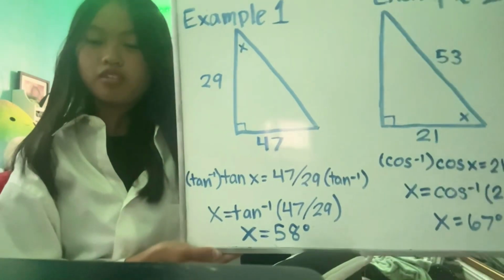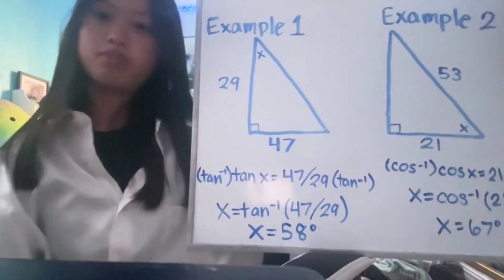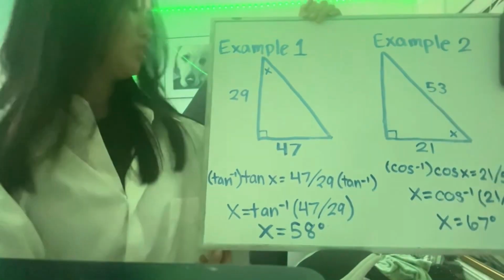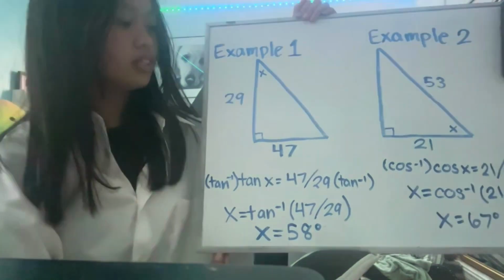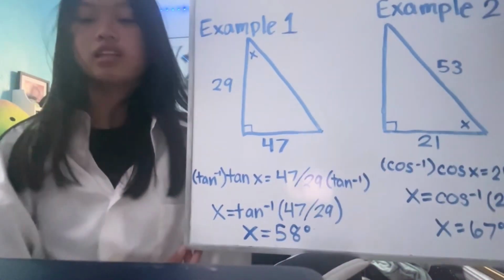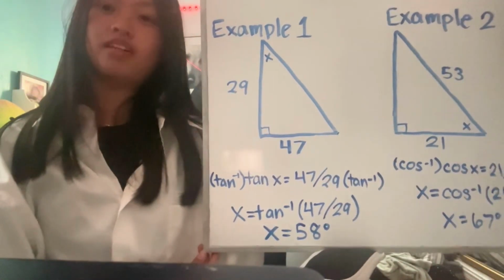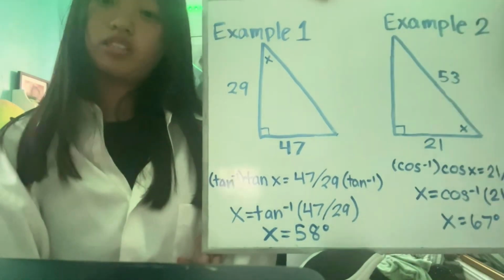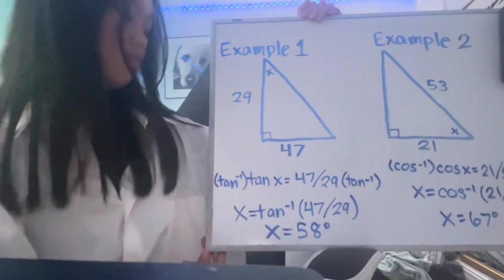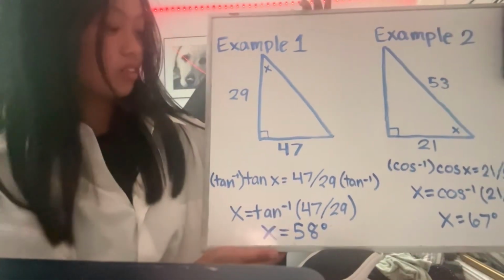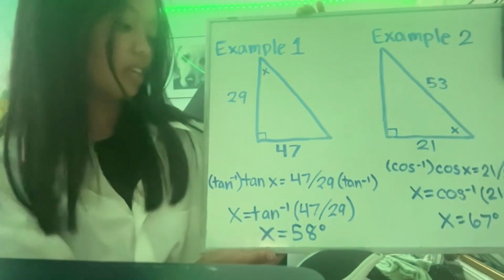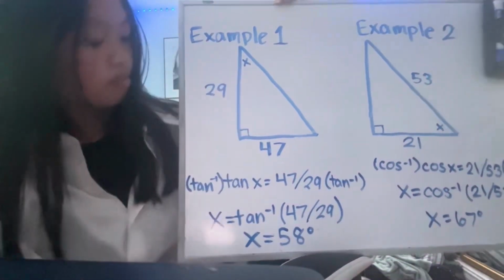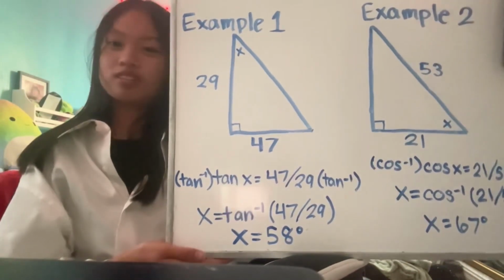So if you were solving for example 1, you would use tangent because it is opposite over adjacent. To find x, you would do tan x equals 47 over 29. Then you would apply the inverse of tan to isolate x. Then the new equation would be x equals the inverse of tan of 47 over 29. Then your answer for angle x would be 58 degrees.